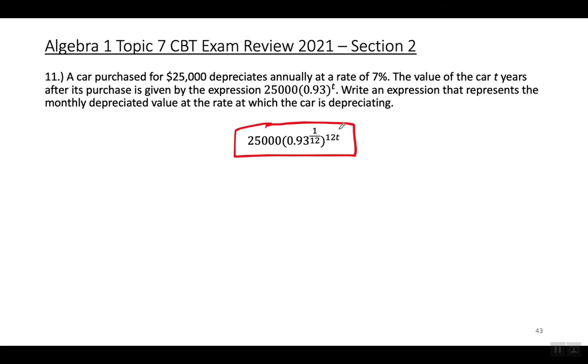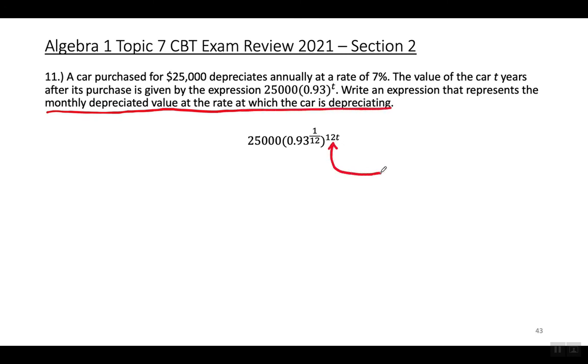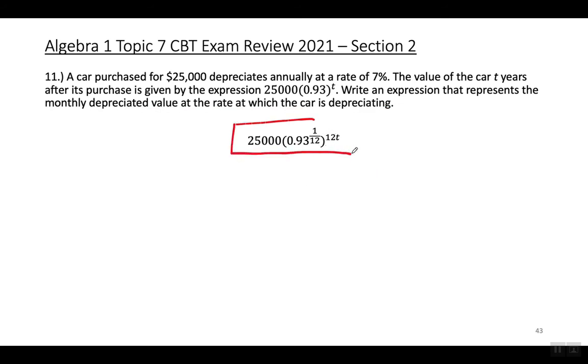And it's hard to explain. The answer on the test is in this form. La respuesta en el examen está en esta forma. So what I want to point out is this. It says write an expression that represents the monthly depreciated value at the rate at which the car is depreciating. Okay. Since it's monthly, you're writing a 12 here because there's 12 months per year. And you're dividing, you're doing the interest rate, you're putting it to the 1 over 12 power. All right, I'll say it again. And again, this is a poor explanation by me.